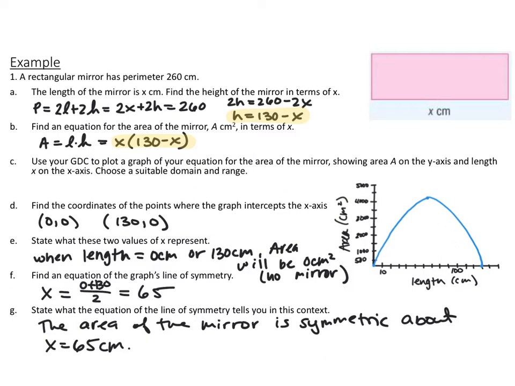And what does that mean? So when the length is 0 centimeters or 130 centimeters, the area will be 0, because one side won't exist, so you can't really have a mirror.